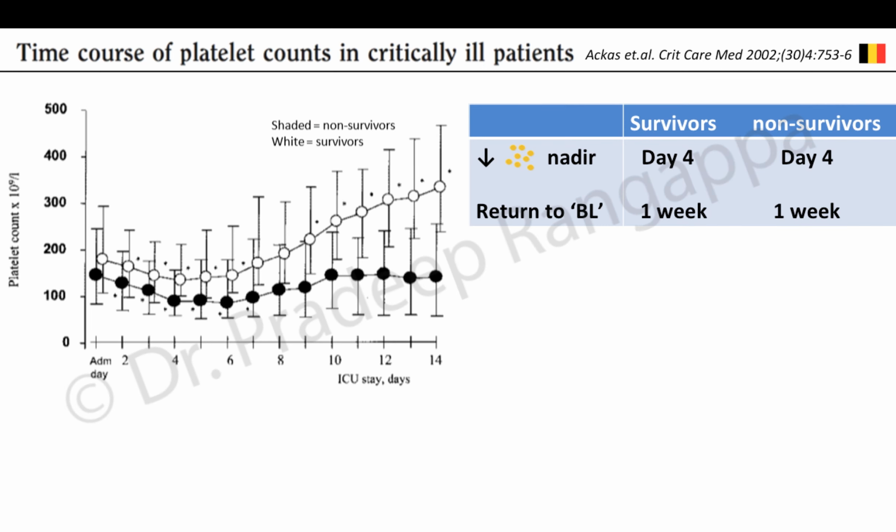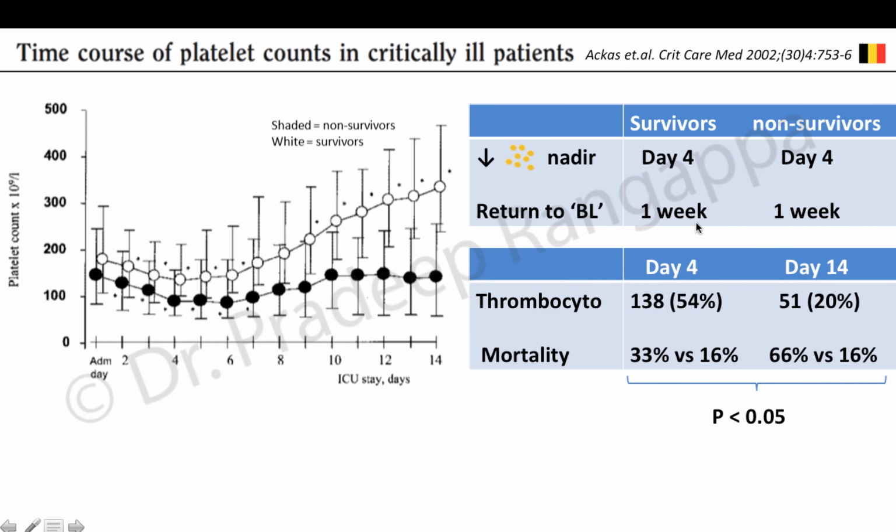So let's look at the time course of platelet counts in the critically ill. If you look at this table, this was from a Belgian study. The fall in the platelets reached the nadir, nadir means the bottommost platelet count, at day 4. And this happened in both survivors and non-survivors. So typically at day 4 it reached rock bottom, and return to baseline in both groups happened after 1 week. So this was the Belgian study.